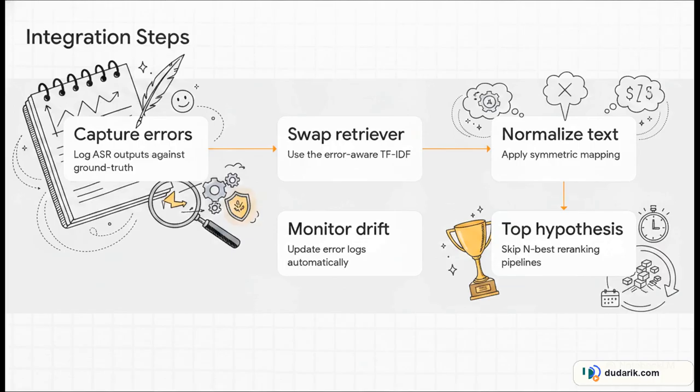Step 2, swap the retriever. Out with the standard sparse search, in with this error-aware TF-IDF implementation. Step 3, apply symmetric text normalization. You just drop a layer between the ASR output and the retriever to handle those language-specific phonetic mappings. Step 4, maintain one best hypothesis processing. Stick with the top ASR guess. Don't waste your compute re-ranking a bunch of guesses. And finally, Step 5, monitor matrix drift. Because vocabulary shifts over time, just make sure to update your error logs automatically.